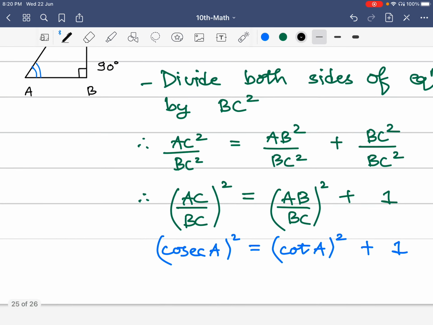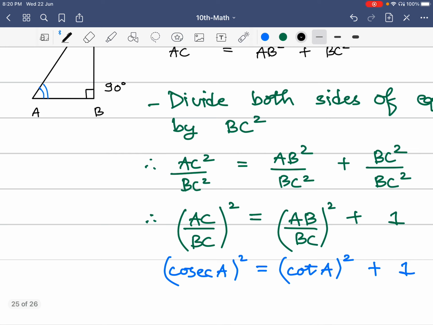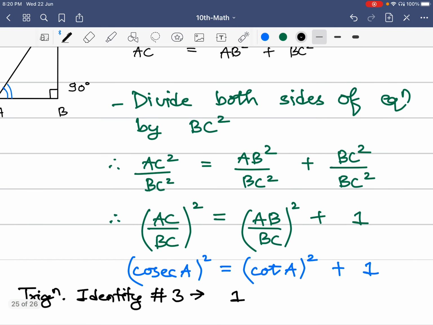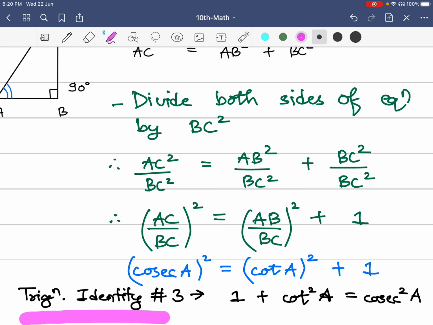Let's make a note of that. We are short of space, no problem. So we have this trigonometric identity number 3, and that is typically written as 1 plus cot square A is equal to cosec square A. Yes, and let's again use a highlighter to highlight this. This becomes our identity number 3.